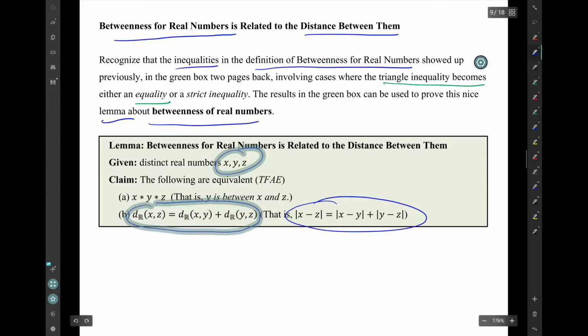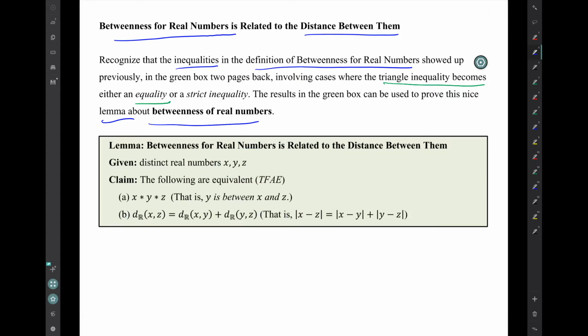So this lemma doesn't say that either of these statements is true. It says that those statements are equivalent to each other. That is, they're either both true or they're both false.